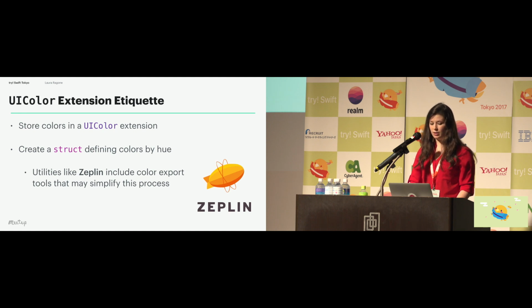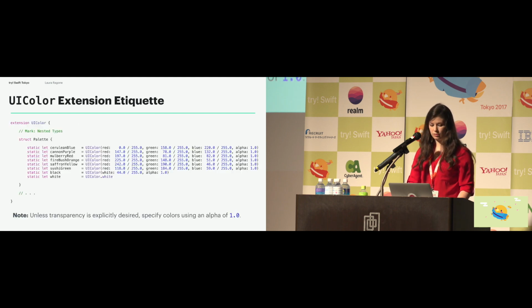Ideally, palette colors should include names indicative of the color's hue. This will help us distinguish between colors in our palette at a glance. If you share your designs between developers and designers using a utility like Zeplin, Zeplin's existing color export tools may simplify this process. As you can see from this code sample, the colors defined within our palette struct are immediately identifiable. Even without looking at the color corresponding to its RGBA value, we can envision the color represented by cerulean blue.